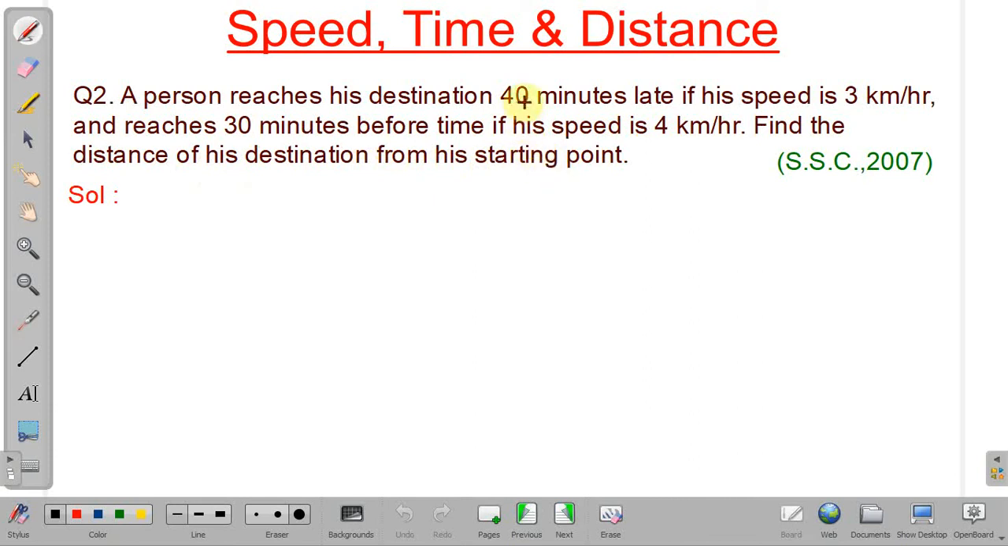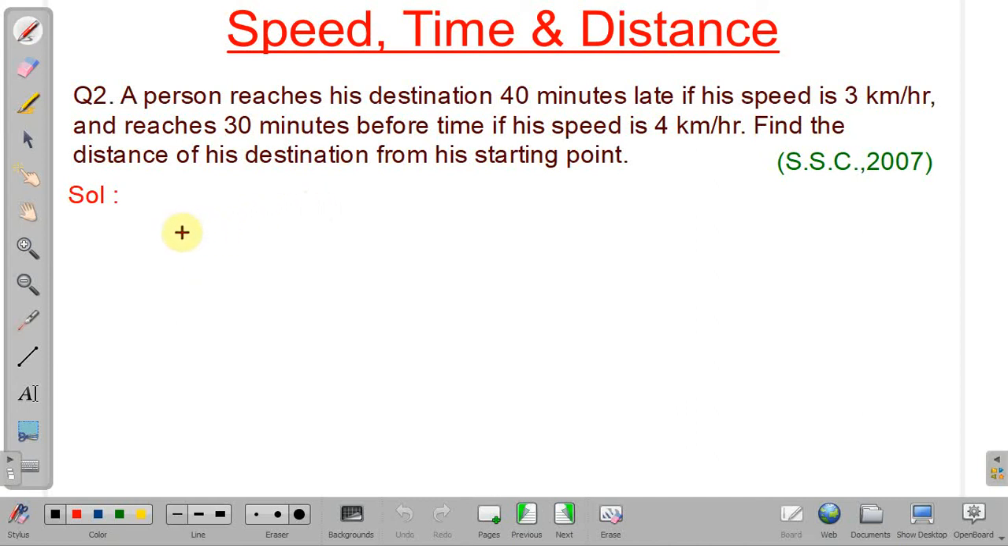Okay. So if you see, if the speed is 3 kilometers per hour, then he reaches 40 minutes late, and if his speed is 4 kilometers per hour, he reaches 30 minutes earlier. So the difference in time with these two speeds is 40 plus 30 minutes, that is 70 minutes. Okay, and we have to find the distance. So we will assume the distance as x kilometers.